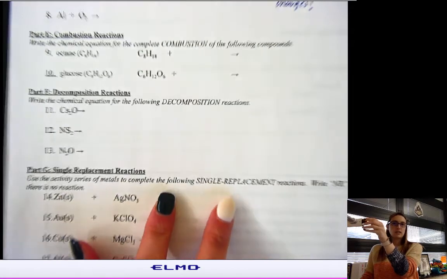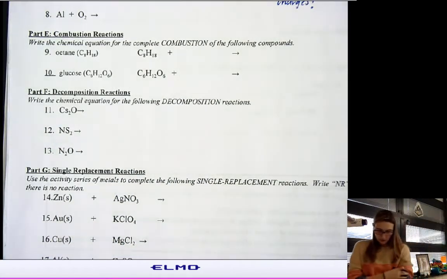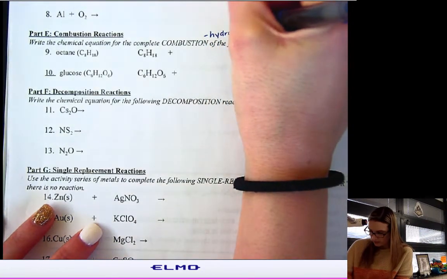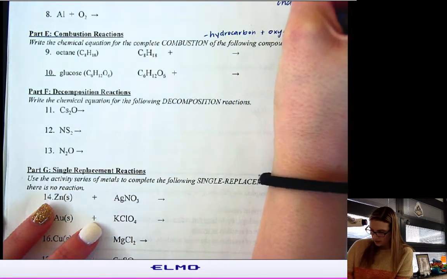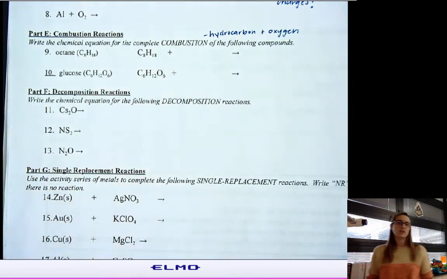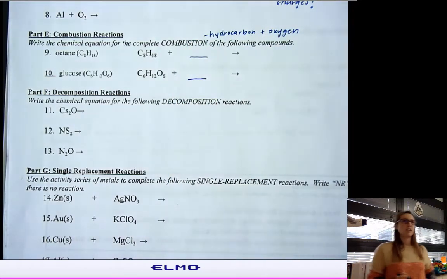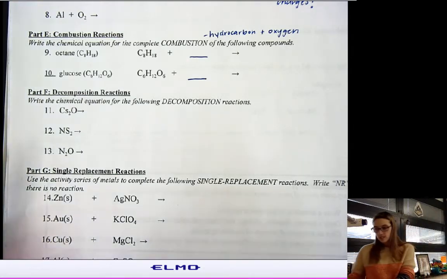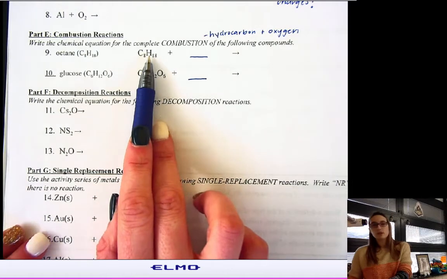So again, it says write the chemical equation for the complete combustion. So again, we review, remember combustion is when you have a hydrocarbon plus oxygen. Combustion is always a hydrocarbon plus oxygen. So notice how both of these have a plus. So we're going to have to fill in what else it needs, and then we'll also predict the products. Any hydrocarbon is C and H. Whatever the subscripts are doesn't matter.